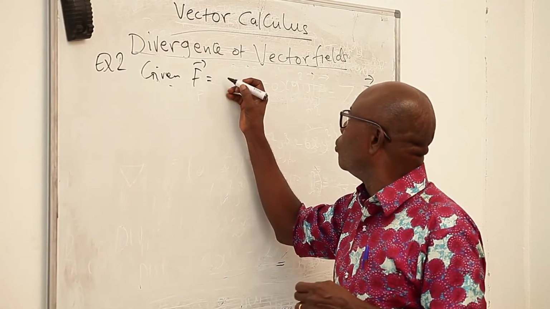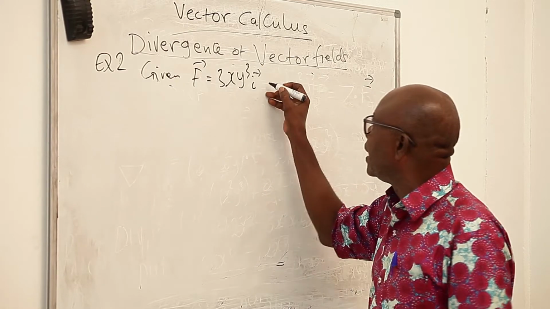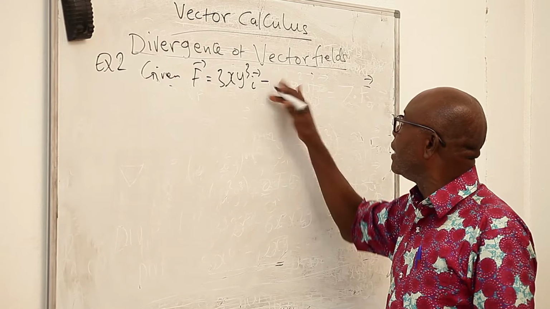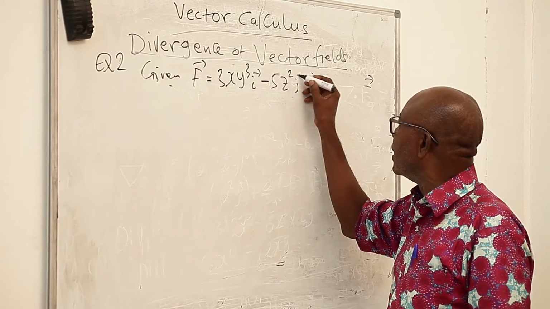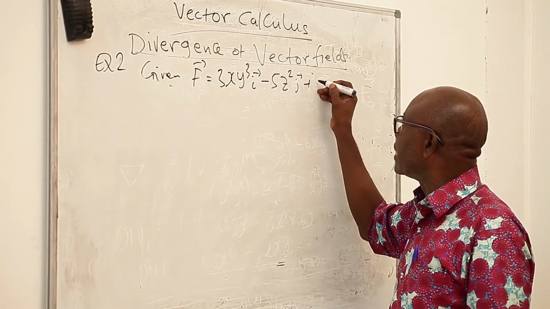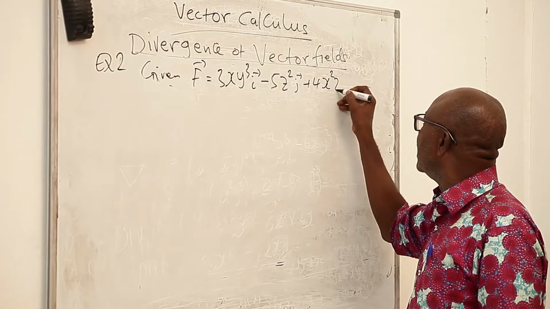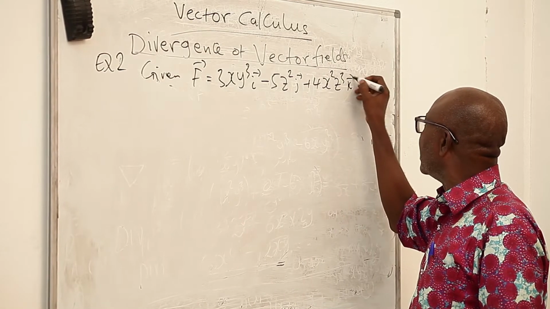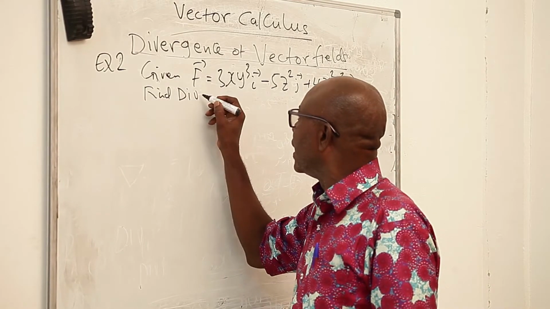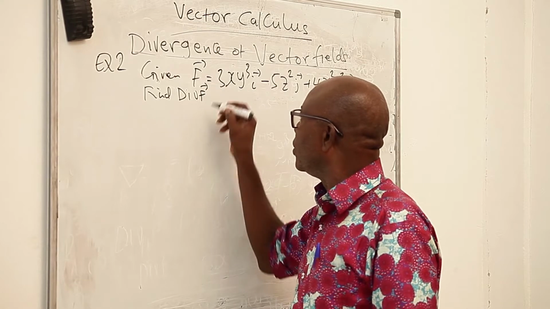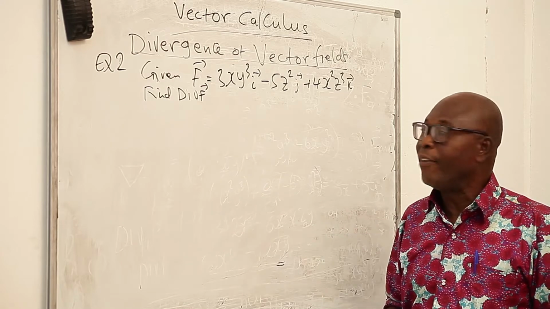F equal to 3xy cubed in the i direction minus 5z squared in the j direction, and then plus 4x squared z cubed in the k direction. Find divergence f. So we have three dimensions, and then we are going to find the divergence of f.